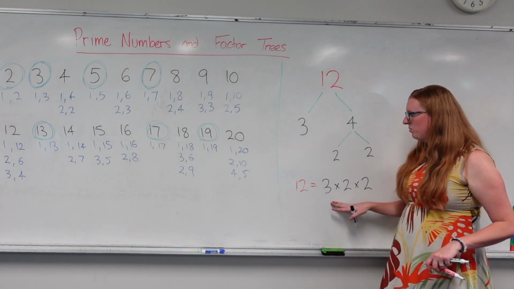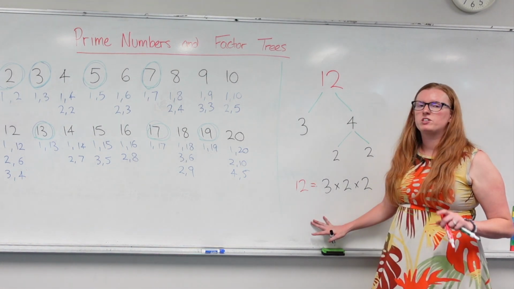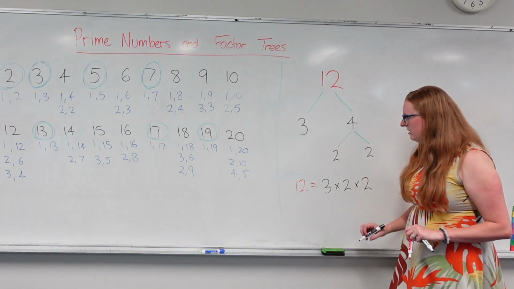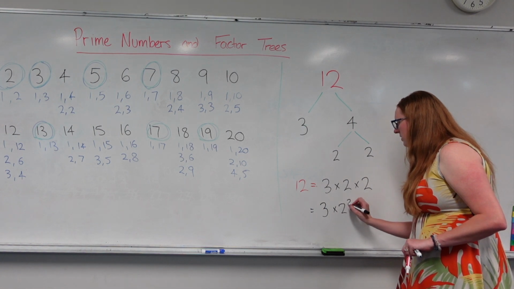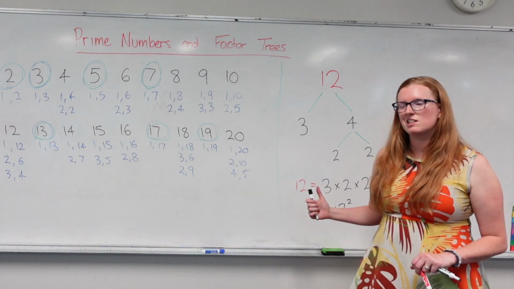Awesome. Now if I wanted to write this in index form, which is what we're going to look at in a future video, I'm going to simplify this as 3 times 2 squared. There we go. We've got it in index form now.